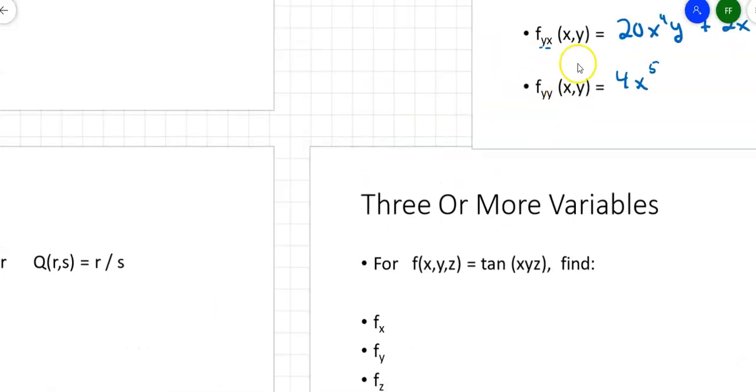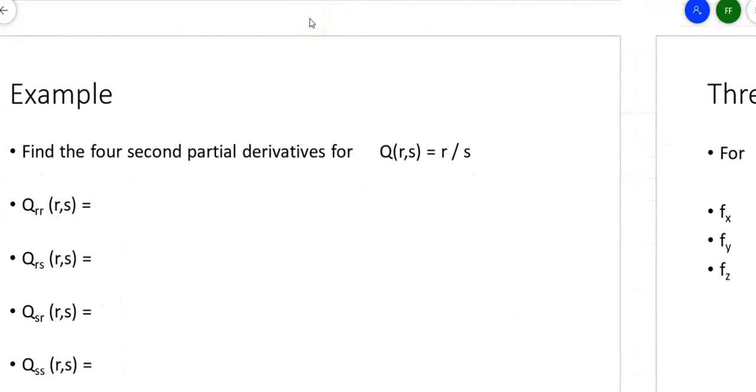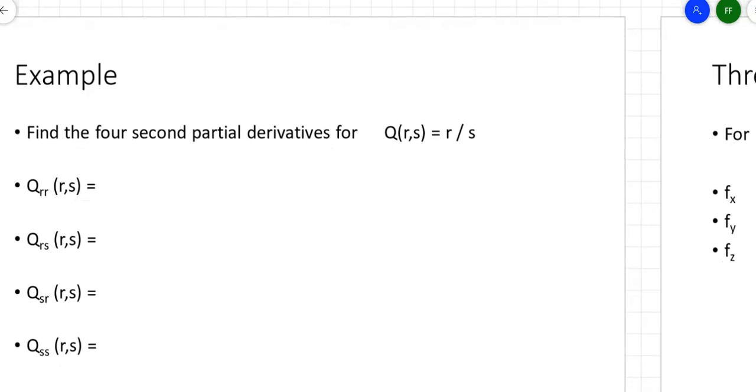Again, let's take a look at an example that doesn't have x's and y's in it. Let's look at r's and s's. All right, if I want to find the 4 second partial derivatives here, I might want to start by deriving this with respect to each of those variables first. So if I want the first partial derivative of q with respect to r, then I can think of this as r times 1 over s. Well, if I want the partial derivative with respect to r, then it's just the 1 over s.